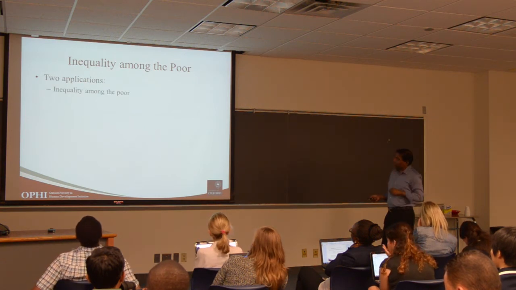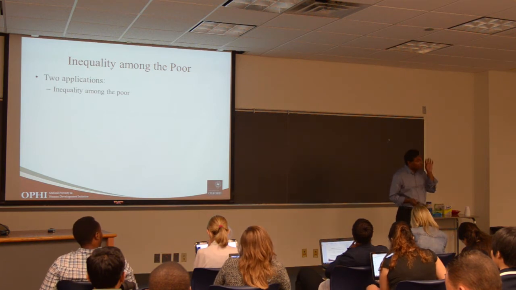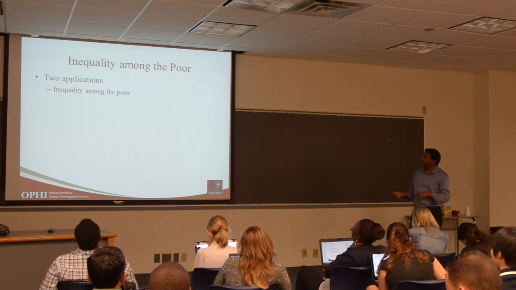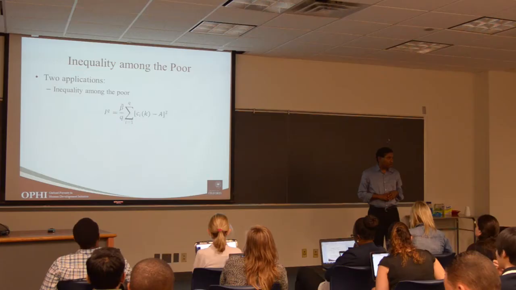So, two applications. You can focus only on the inequality among the poor. Forget about the rest of the population. If you do that, then you get this particular term, I_Q. A is here. What is A? The average of the deprivation score. If you want to capture the inequality in the distribution among the poor, you just take their deprivation scores, compute the average, subtract, square them up, done. Simple.